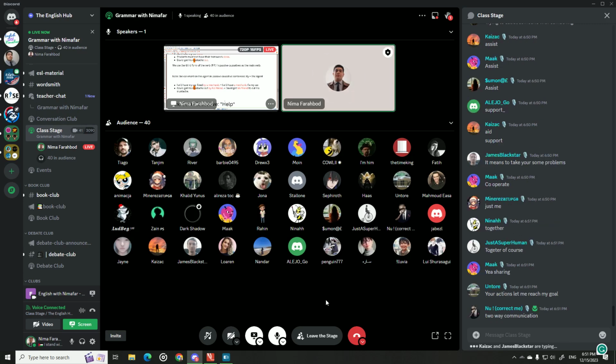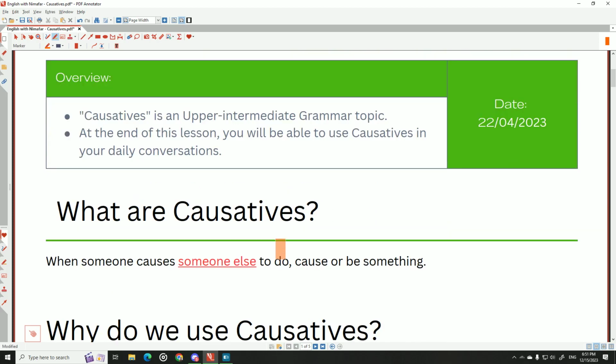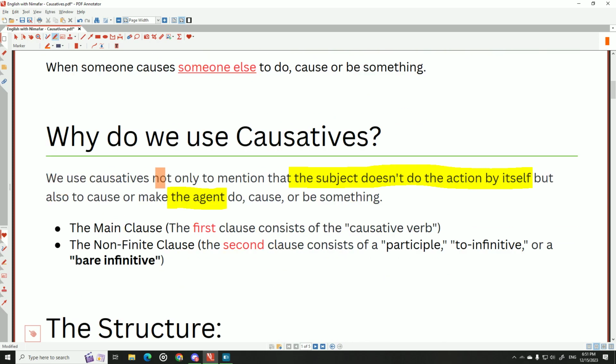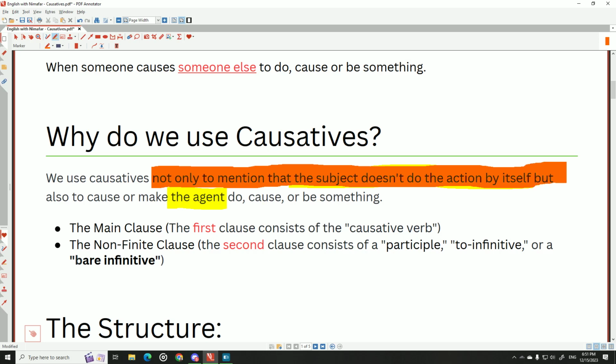But I have a question. Two-way communication. Okay. I have a question. Everybody, at the beginning of the class, for defining and explaining causative, I said when you pay someone and ask someone to do something for you. Why am I talking so much? We use causatives not only to mention that the subject, meaning you, doesn't do the action by itself, doesn't do it at all, but also to cause or make the agent do it.